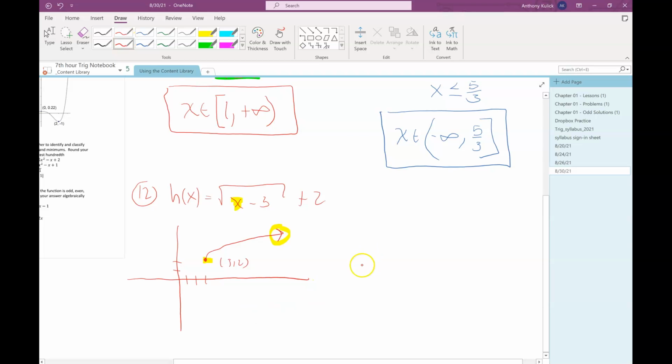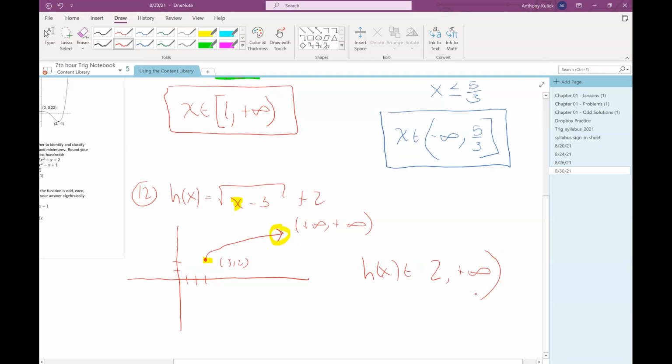So my range then, my lower bound is 2. That's the lowest y coordinate. Everybody agree with that? And the upper bound is positive infinity because you could think of this point since it's going to the right, it's going towards positive infinity in the x direction. And because it's also going up, it's going to positive infinity in the y direction. Is everybody okay there?